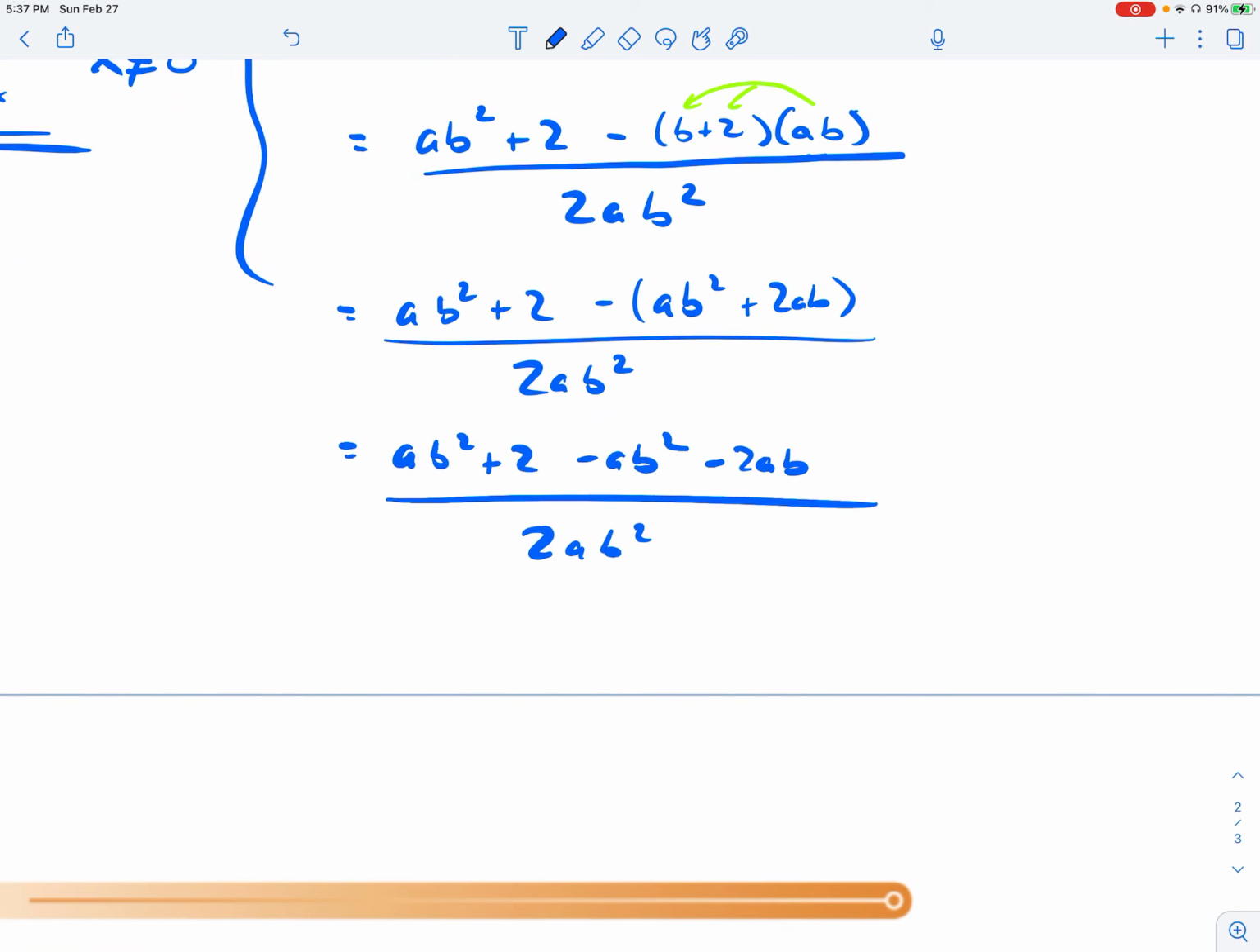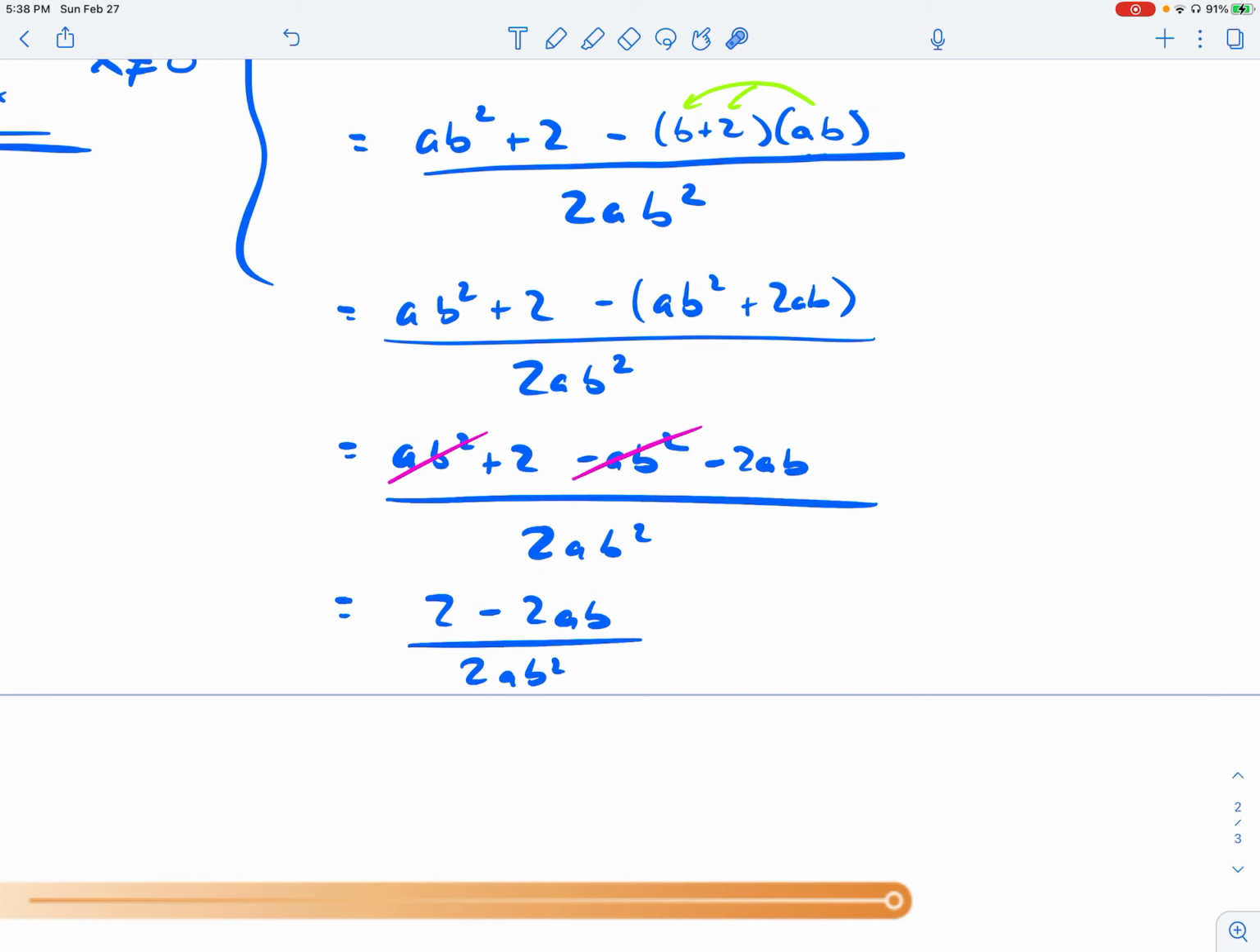And you can see something nice happens here. We have an ab squared minus an ab squared. We know those are identical, so those are going to cancel out. And I'm going to be left with 2 minus 2ab over 2ab squared. Now, this is not factored up here, so you don't want to cancel anything out.